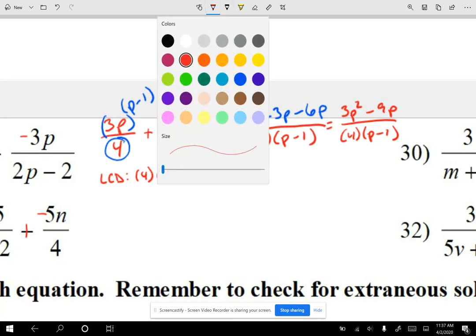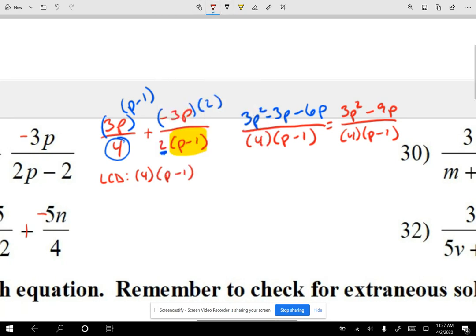Now, how do we type this? Open parentheses. I'm going to go 3p to the second minus 9p, all of it inside parentheses because that's the top, divided by, at the bottom I have a big set of parentheses because I have two factors. Make sure you write each of them in its own parentheses. So I'm going to have a 4 and a p minus 1. That's how I will type it.